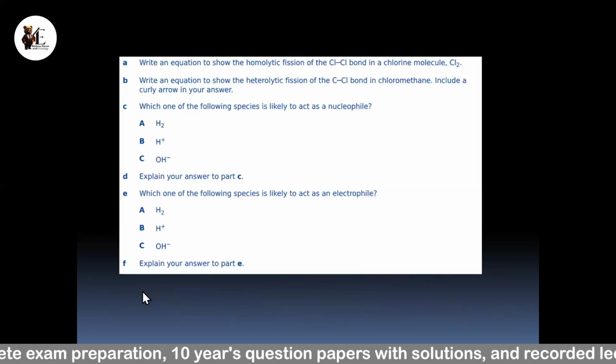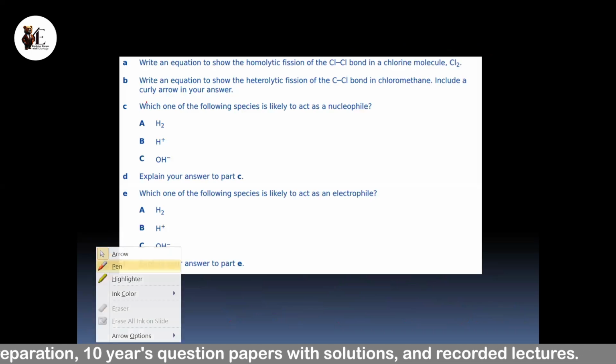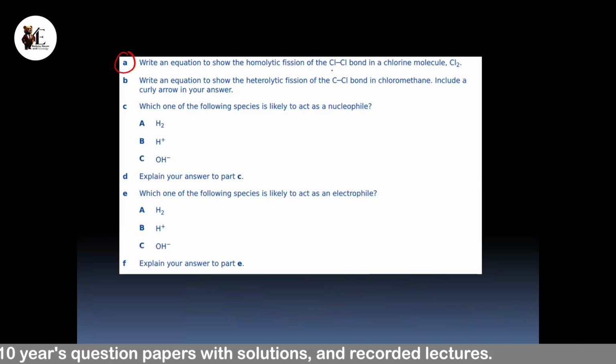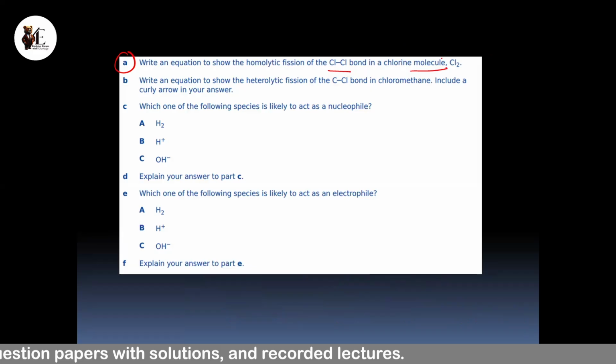So these are your homework questions. I hope you can easily solve it. Write an equation to show the homolytic fission of the Cl-Cl bond in a chlorine molecule. You know how to show the homolytic fission, right? By fish-headed arrows and the formation of free radicals happens.